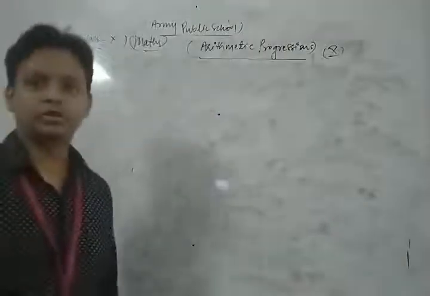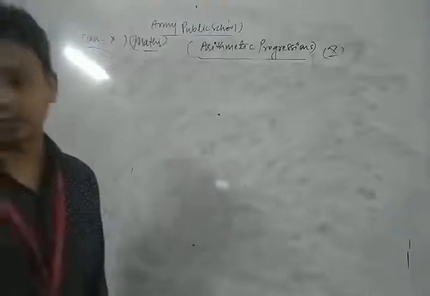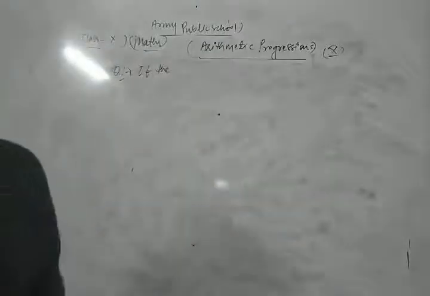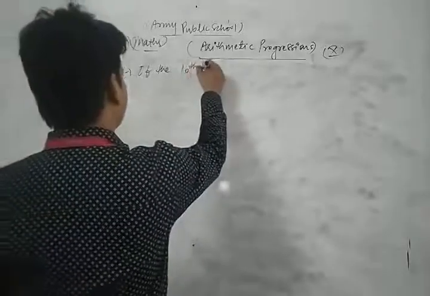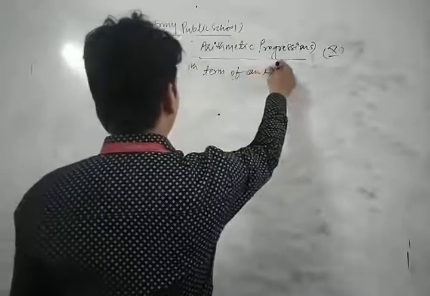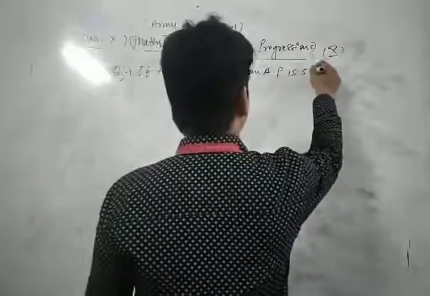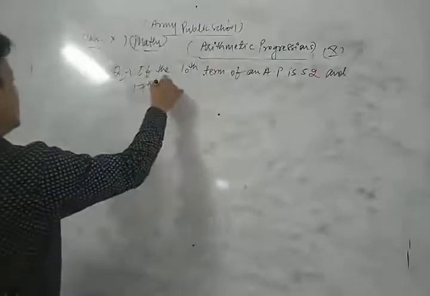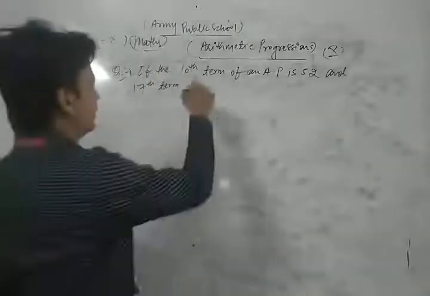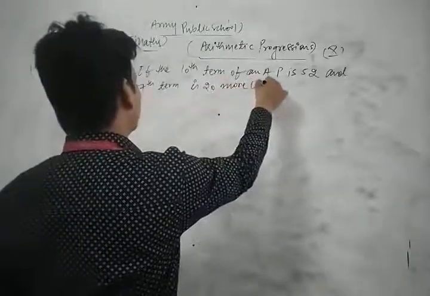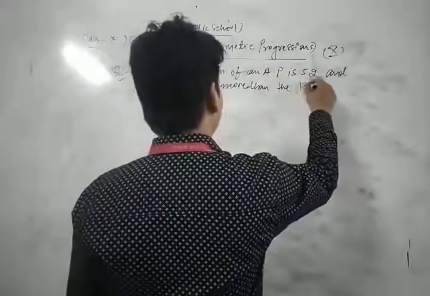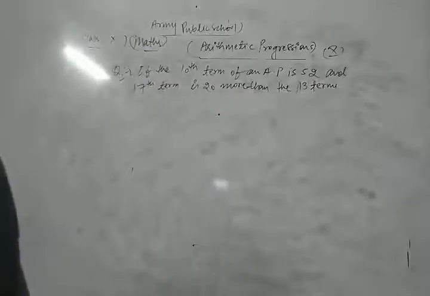Now, dear friends, we take and solve some important question related to arithmetic progression, which is: if the 10th term of an AP is 52 and the 17th term is 20 more than the 13th term, find the AP.